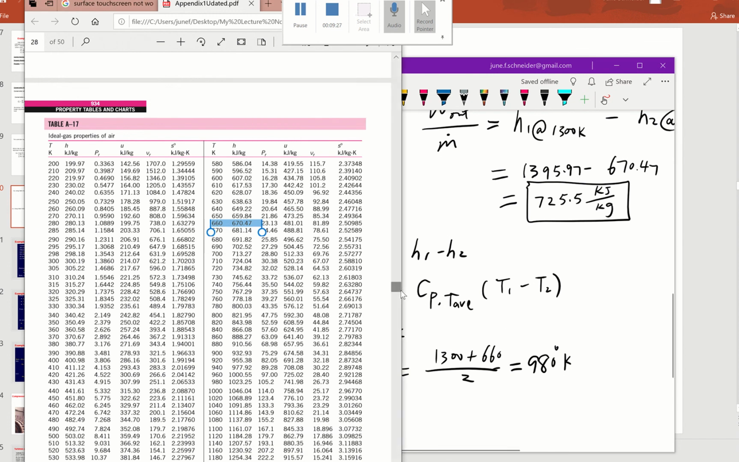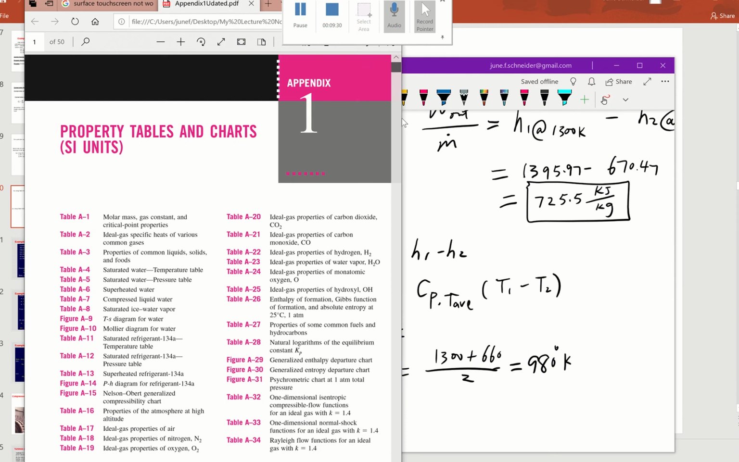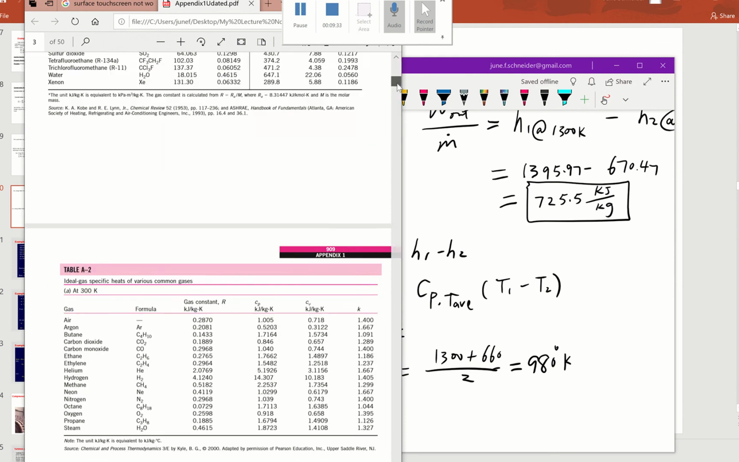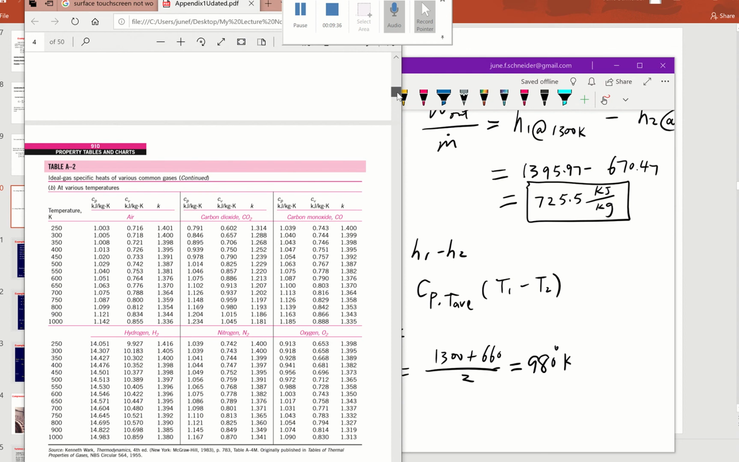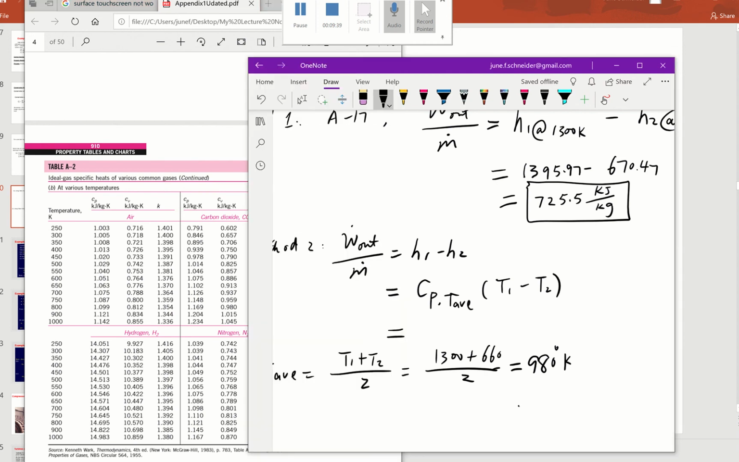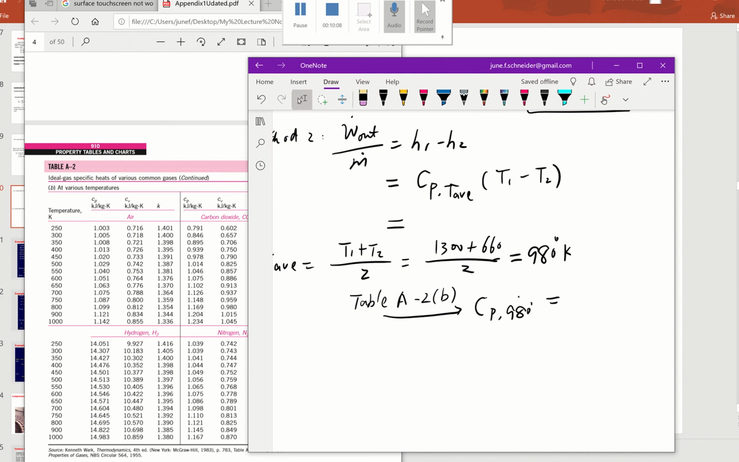Then we're going to go back to our table, A2, A2B to be more exact. So in table A2B, we can find our CP at 980 for air. For this column, 980 is between those two values. Well, looks like we need to do linear interpolation. So let's do a quick linear interpolation for this.